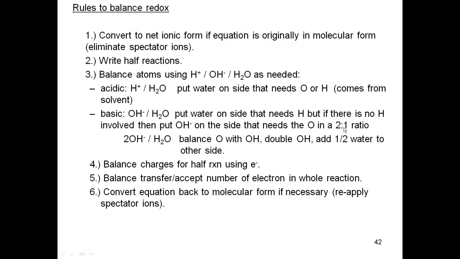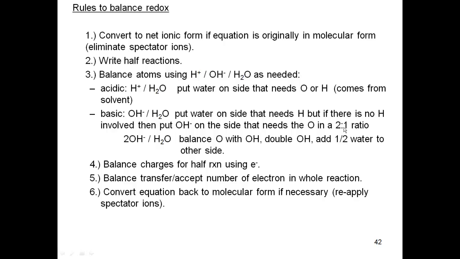Here are some rules for balancing redoxes. First, you've got to convert to the net ionic form of the equation, if it's in molecular form, by eliminating the spectators and getting it to the net. So you must convert to the net ionic equation if it's originally a molecular formula equation. You've got to eliminate the spectators. If it's already a net ionic, then you don't have to worry about that. But you must get rid of the spectators. Second, you write the half reactions. You write it as an oxidation and a reduction. Third, you balance the atoms.